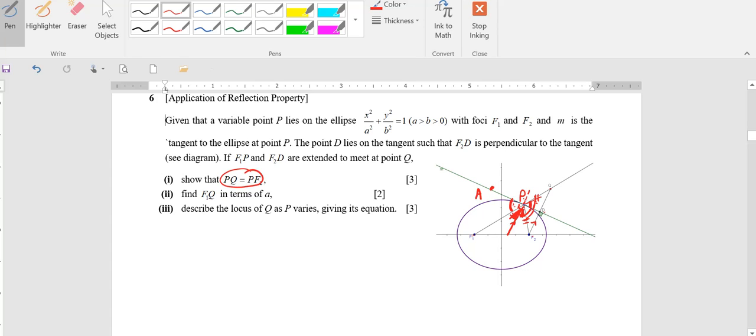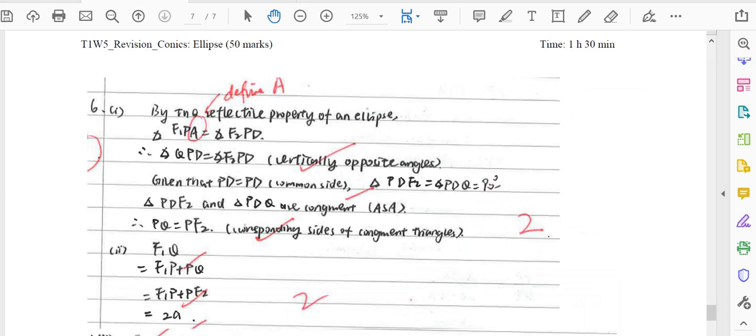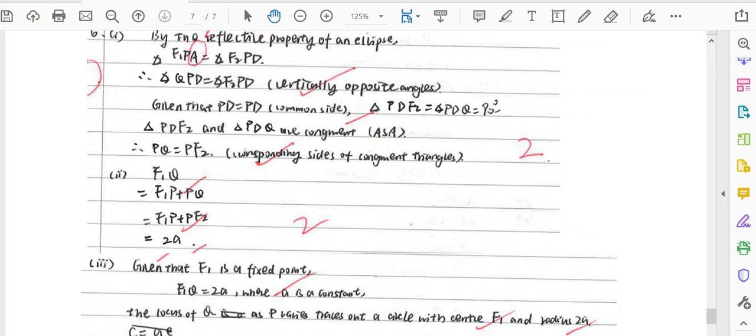For part 2, we are to find F1Q. That means this distance over here. For this, we will use the idea that the sum of the distances from the foci to point P is equal to a constant, and that is equal to 2a. That's what she has. F1P plus PQ must be equal to 2a.